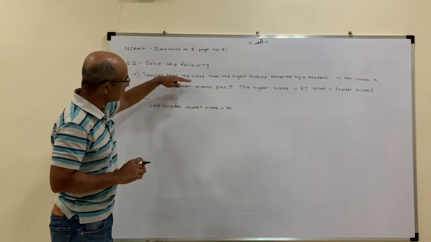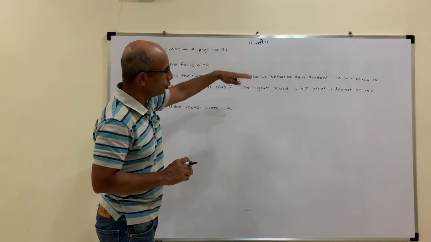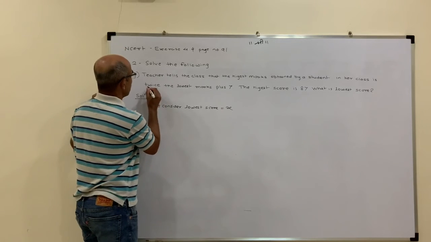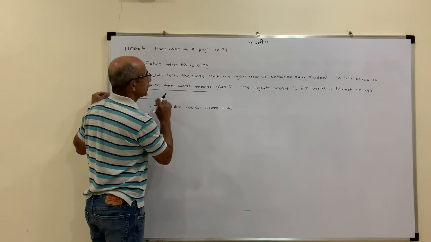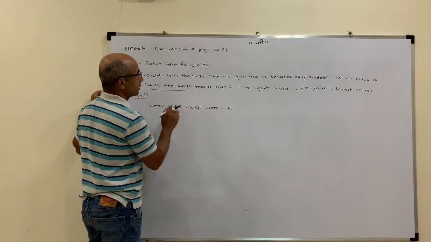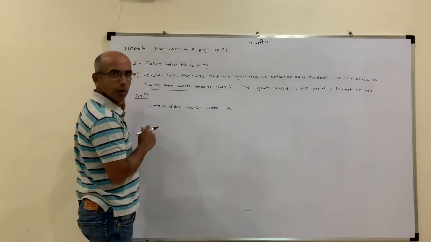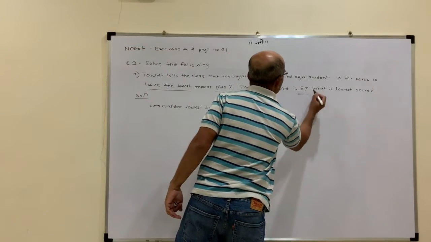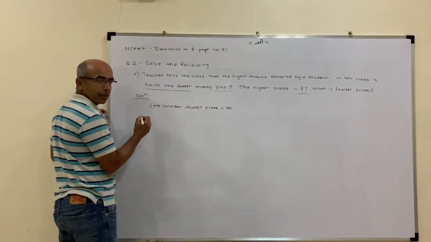Now let's underline the important part of the question. The teacher tells the class the highest mark obtained by a student in her class is twice the lowest score. So let's understand: twice the lowest score, twice the lowest plus 7. And the highest score is 87.